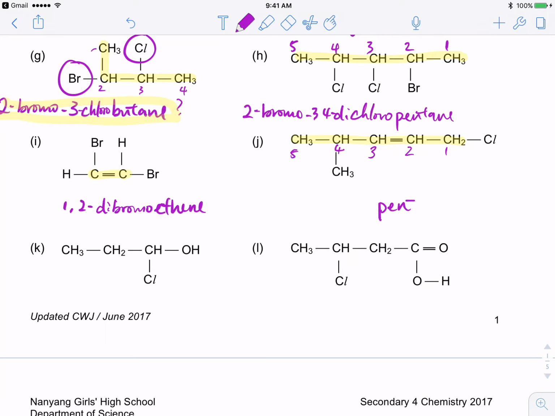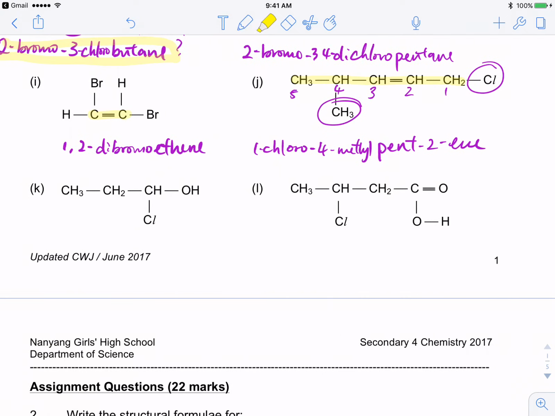So, pent-2-ene, and then I have 1 methyl group, 1 chlorine group. So, 1-chloro, since chlorine should come first, 1-chloro, 4-methyl, pent-2-ene.